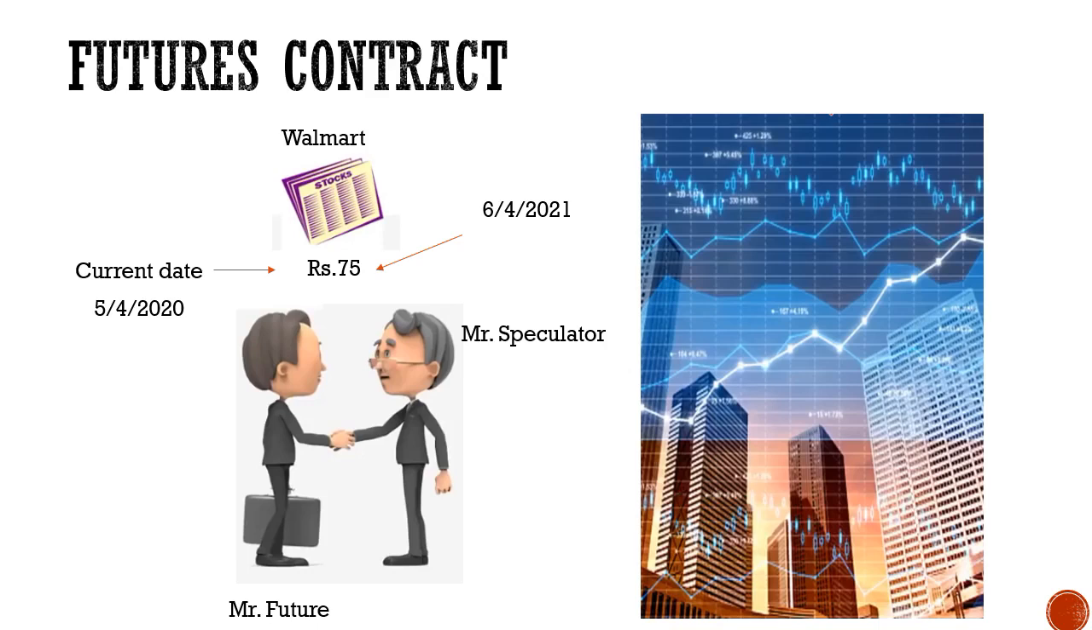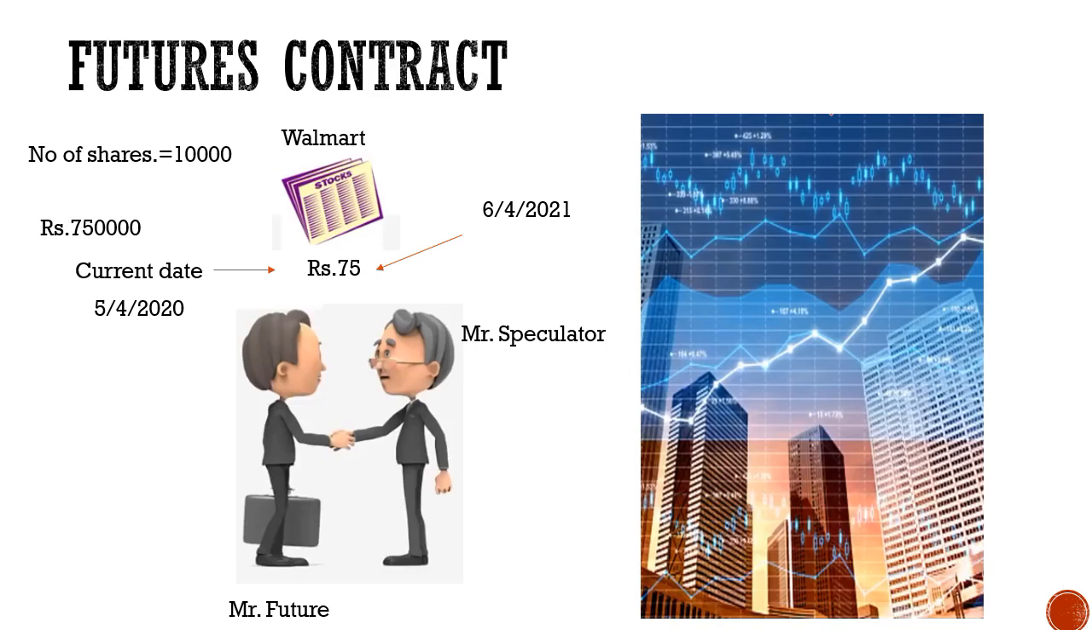So Mr. Future agrees to sell the shares he already has to Mr. Speculator after 1 year, but the rate will be recorded as of today itself. Now let's say Mr. Future has 10,000 shares of Walmart, each share costing 75. Thus he has an amount of 7,50,000 invested in Walmart shares. Now he must have invested at, let's say, a cheaper rate than 75. At present it is 75.